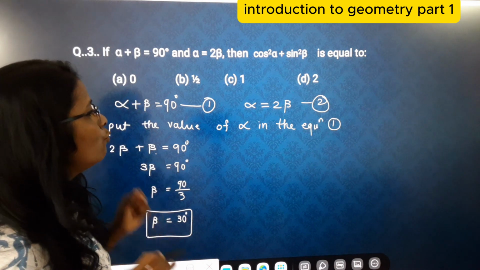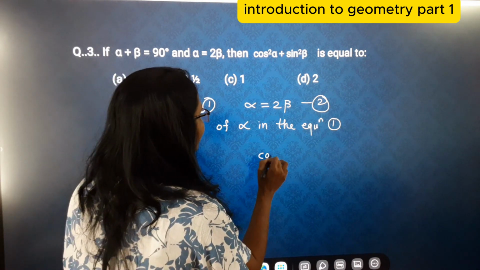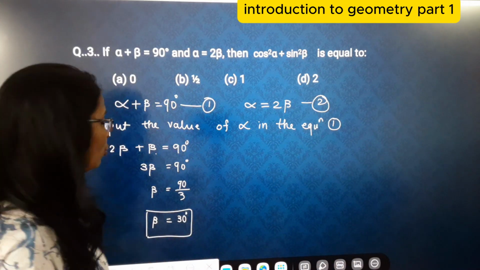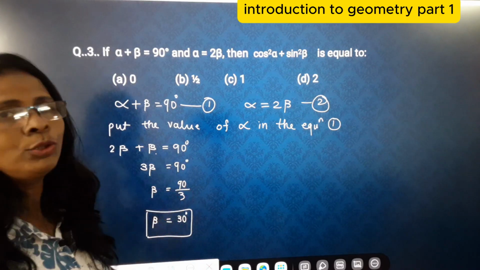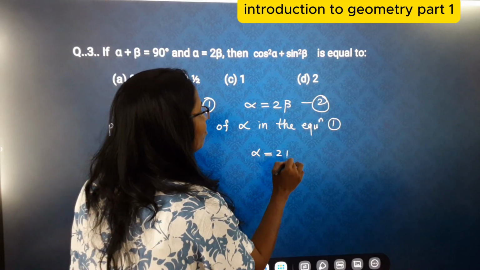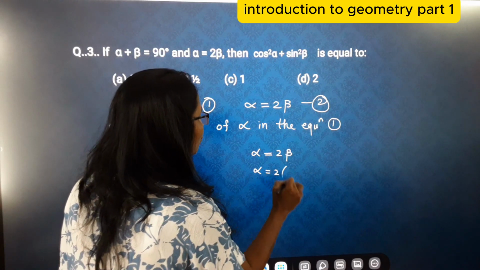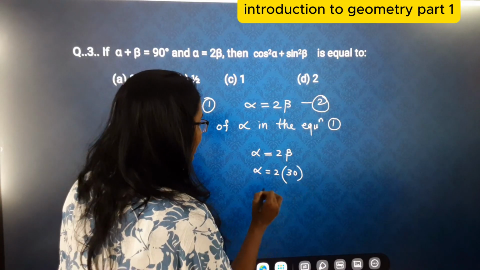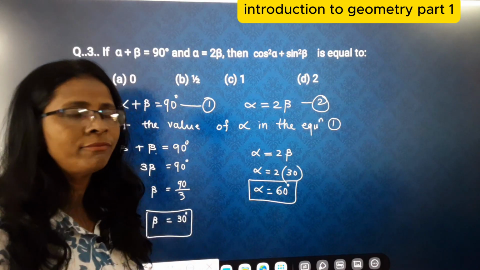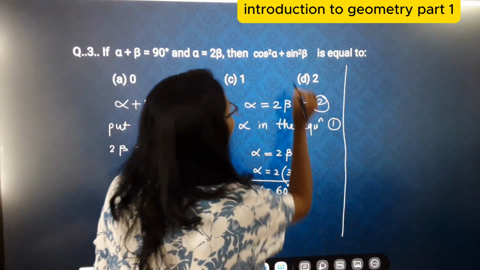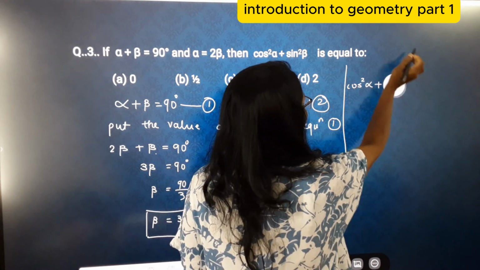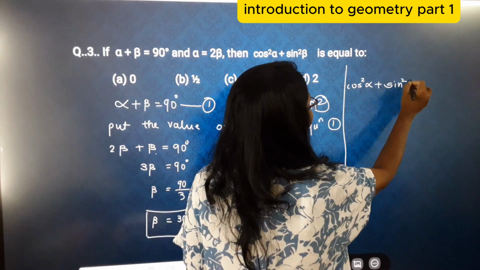So now here we want to find out the value of cos square alpha plus sin square beta. So I have the value of beta, but do not have the value of alpha. So first get the value of alpha also. So alpha is equal to 2 multiply 30, and that means alpha is equal to 60 degree. So now I have both the values alpha and beta. Then I can find out the value of cos square alpha plus sin square beta.